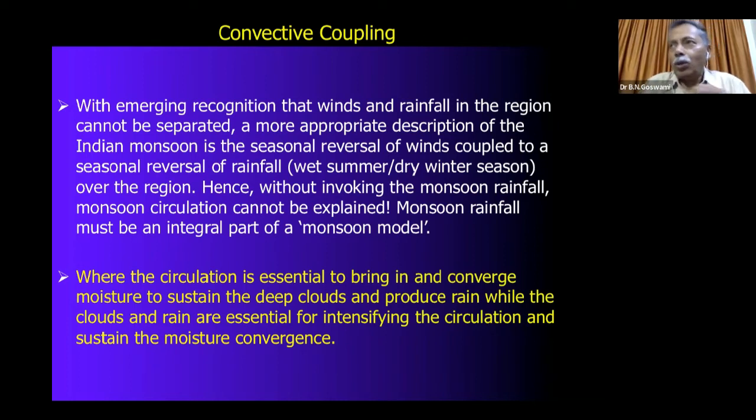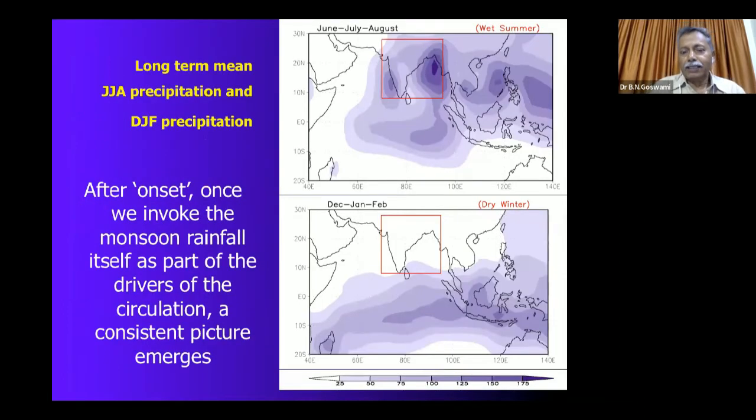So therefore, there is a cooperation between the rain and the winds, and that cooperation keeps maintaining the winds. With the convective coupling accepted, we can assume that it is the rain heating that drives the circulation, not the surface temperature heating. And if one accepts that, we already know that there is a lot of rain, and therefore this rain can drive these winds.